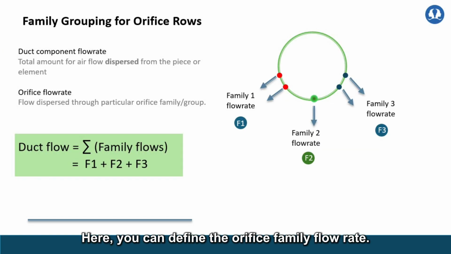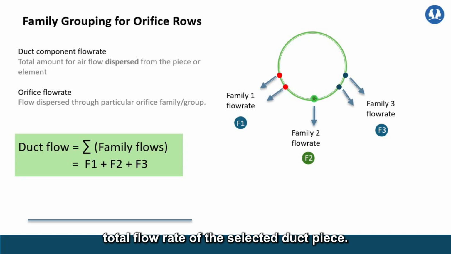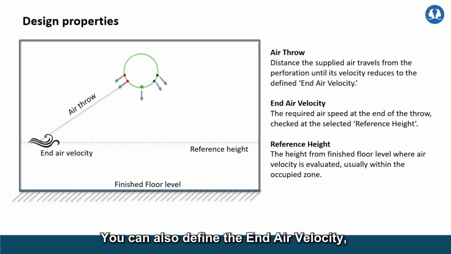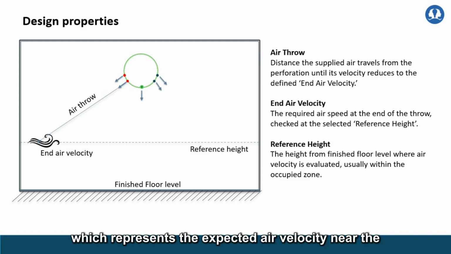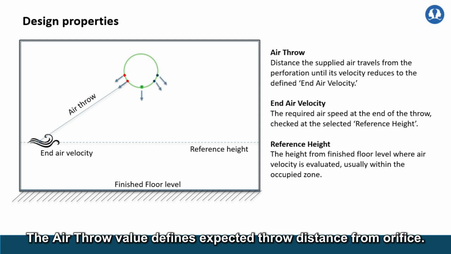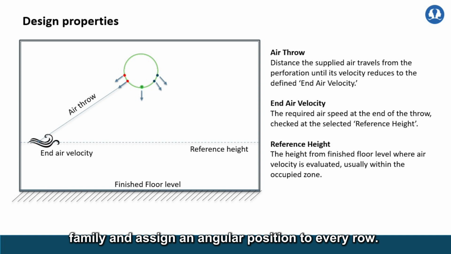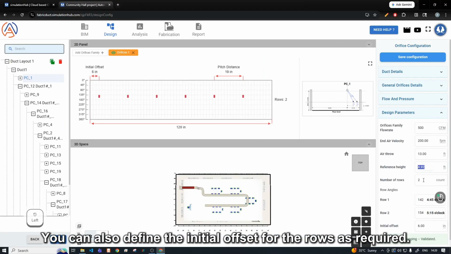Here, you can define the orifice family flow rate. The sum of all family flow rates should be equal to the total flow rate of the selected duct piece. You can also define the end air velocity, which represents the expected air velocity near the occupied zone or at the reference height. The air throw value defines the expected throw distance from the orifice. You can configure the number of orifice rows in each family and assign an angular position to every row. You can also define the initial offset for the rows as required.